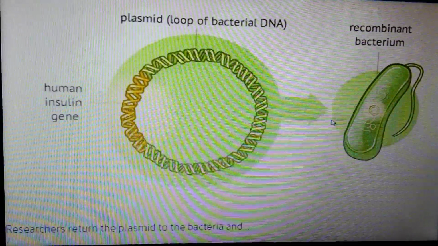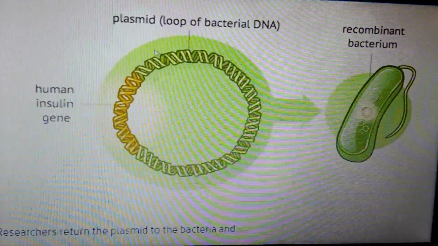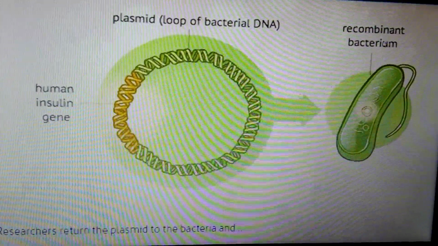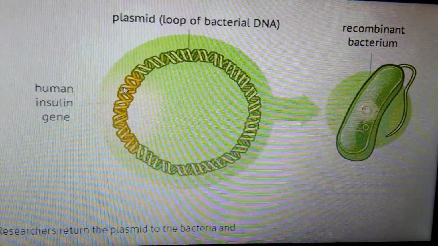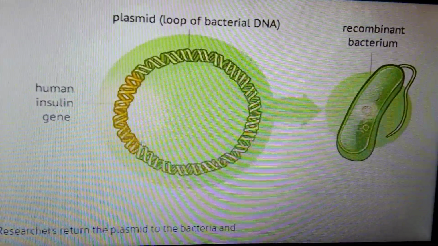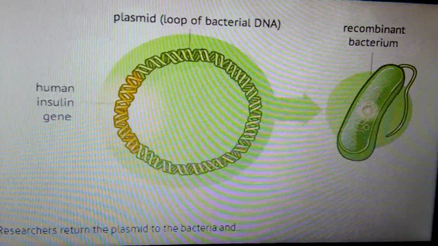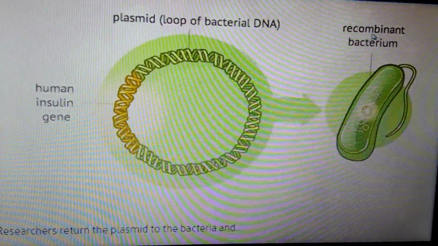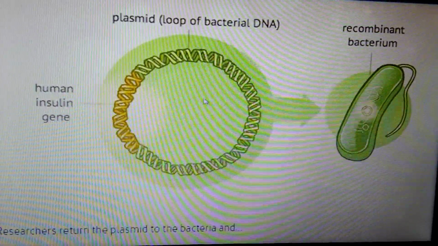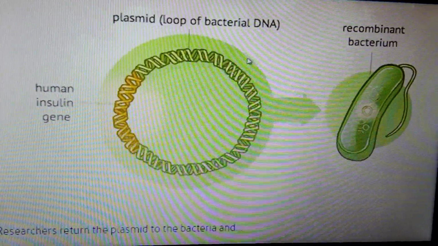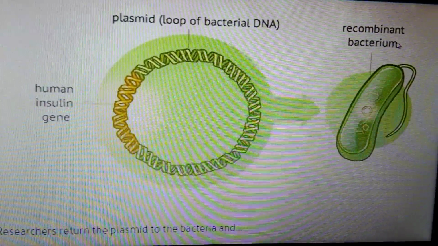In this diagram, we can see that researchers return the plasmid into the bacteria, and later it results in recombinant bacteria being released here. This is the human insulin gene, the yellow color, where the plasmid is being returned to the bacteria. So this is what we call recombinant bacteria. Here we are returning the plasmid to the recombinant bacteria.